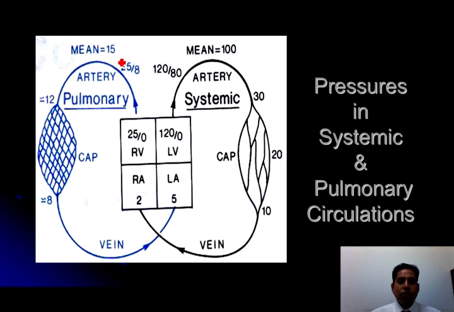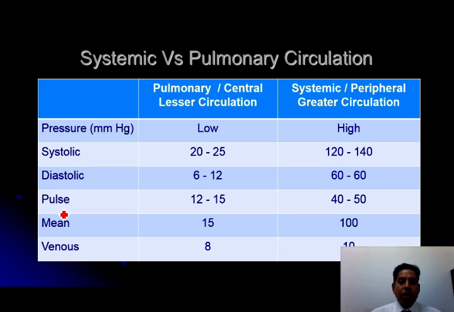So if you look at the two differences here, you see that the mean pressures in the systemic arteries are very high, close to 100 millimeters of mercury. But the mean pressures in the pulmonary circulation are a lot lower at 15 millimeters of mercury. So this is the major difference between the pulmonary and the systemic circulation. We also call the pulmonary circulation the central circulation or the lesser circulation, and the systemic circulation is also called peripheral circulation or the greater circulation.